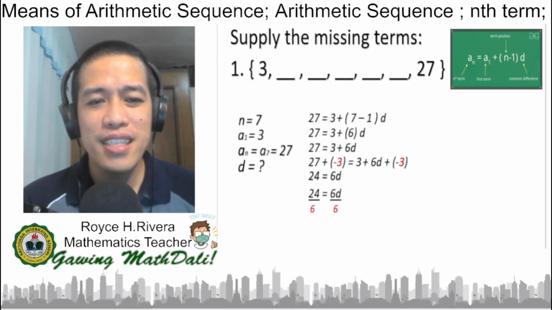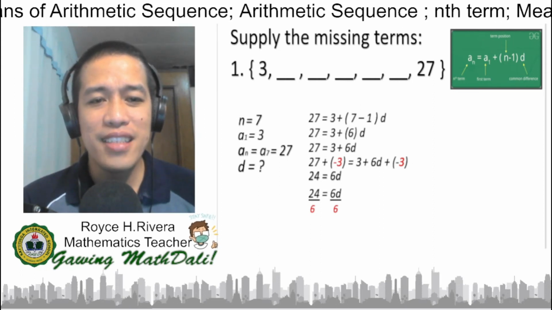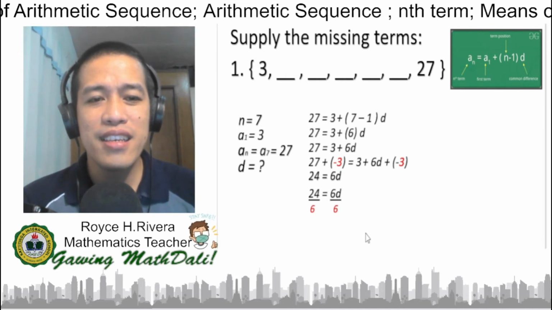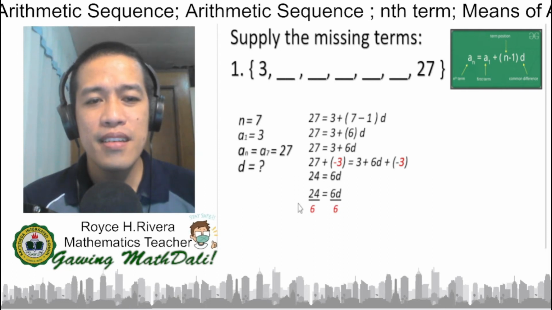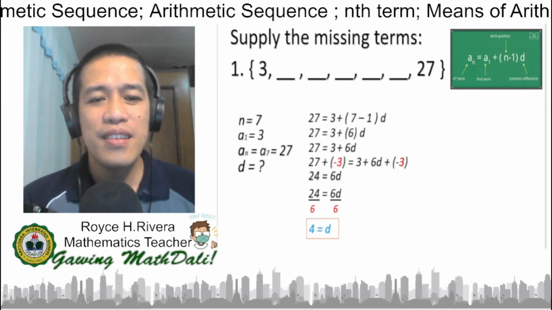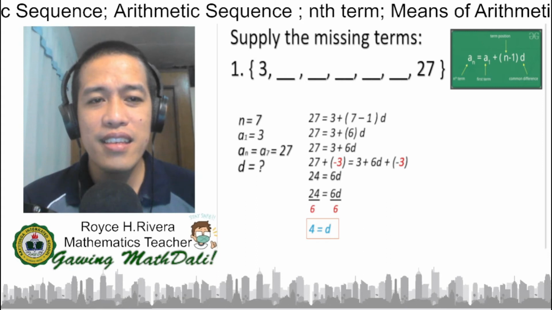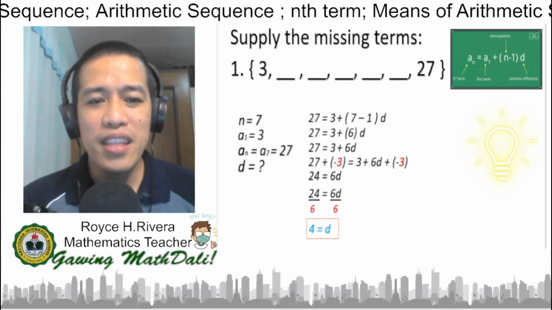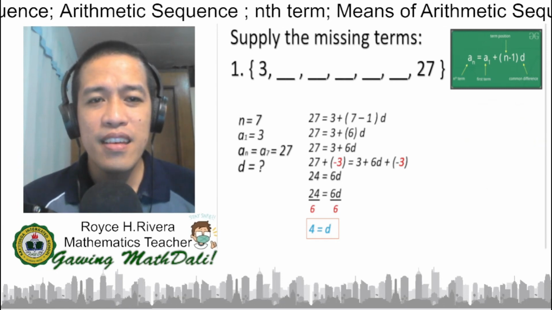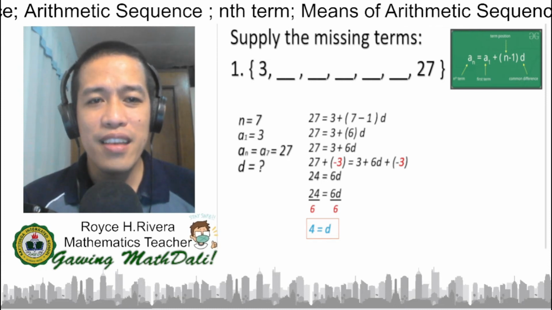24 divided by 6 equals 6D divided by 6. 6 divided by 6 is 1. 24 divided by 6 is 4. Meaning the common difference is 4. So we need to add 4 to the first term and to the next term thereafter until we reach 27.